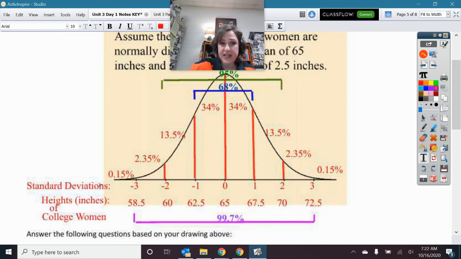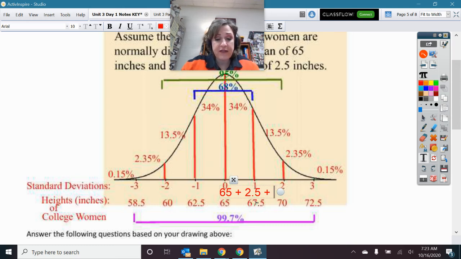I want you to put those standard deviations down: 0, 1, 2, 3, -1, -2, -3. And then label in context the other values, the context values. The height of college women in inches. And I said 65 is right here in the middle. And then, okay, so here is what's happening. If I take this 65 and I add 1 standard deviation up, that's how I get 67.5.